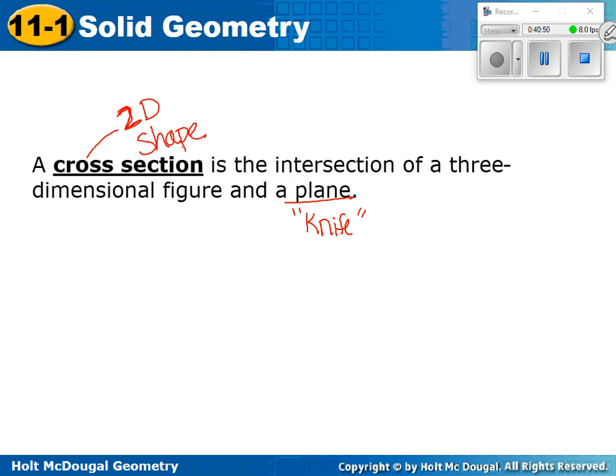Okay, so take this triangular prism. If I slice it parallel to the base, what should the two-dimensional shape be when I open it up and look at it? A triangle. It should be the same as my base.